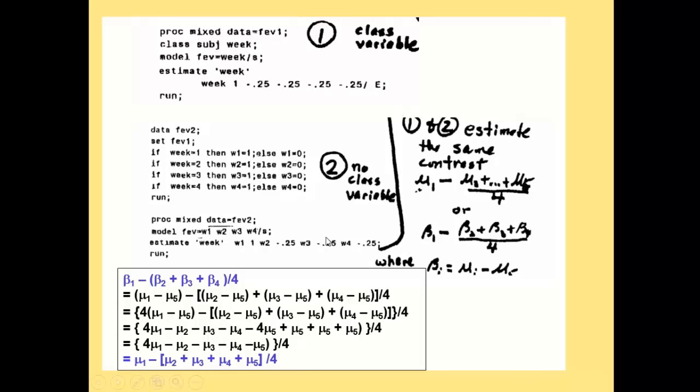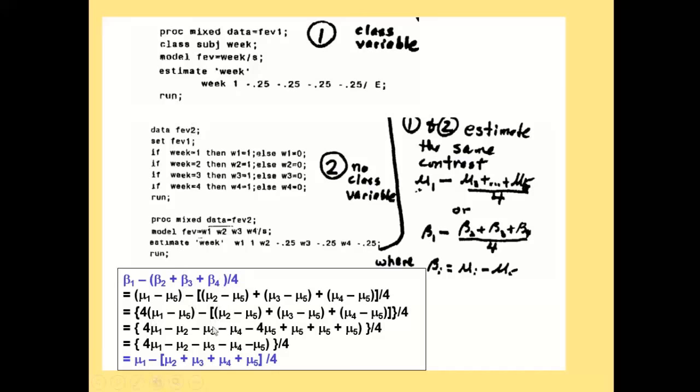So what this is saying is, this is looking at the estimate statement, or what's called the contrast, comparing beta 1 with the average of beta 2, beta 3, and beta 4. There's no beta 5 in here, right? This is comparing beta 1 with the average of beta 2, beta 3, and beta 4. It's not really the average; it's the sum of those 3 divided by 4. It's minus 0.25 times W2, minus 0.25. So why does this work? Why is this the same thing as this?